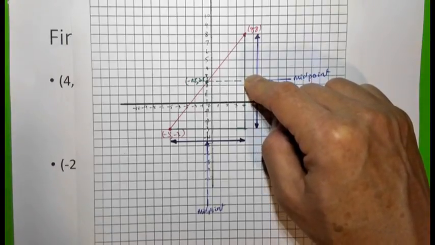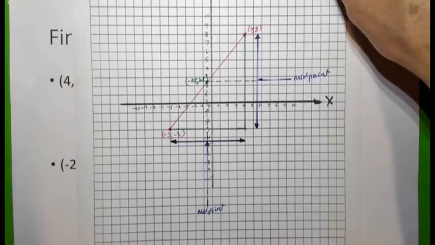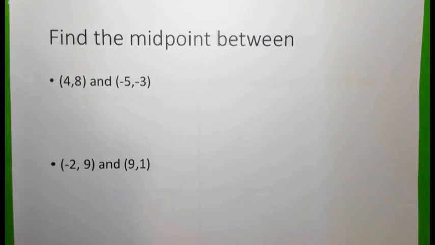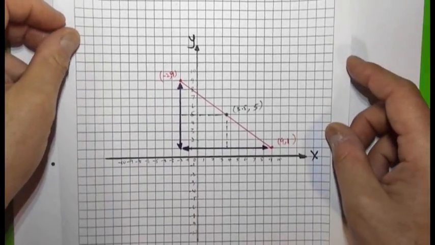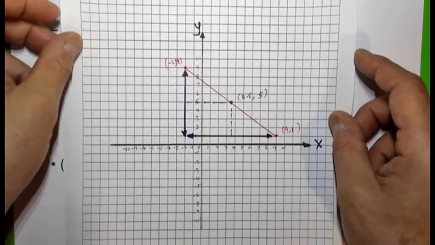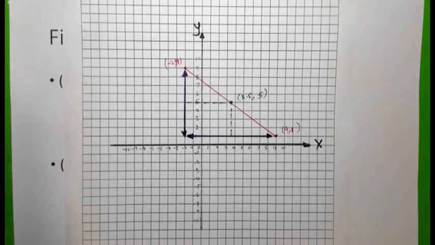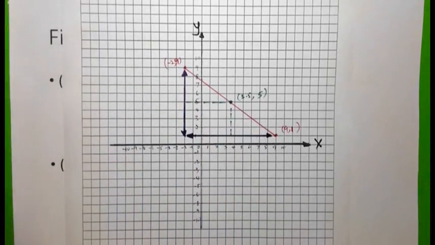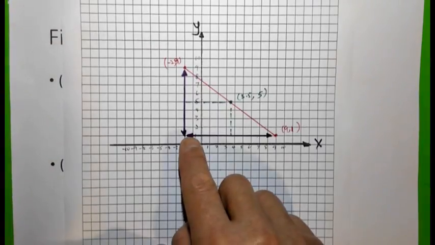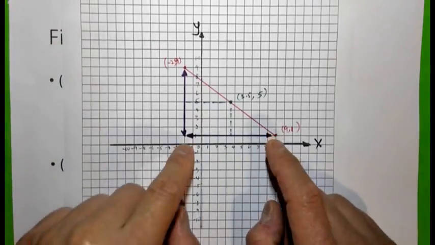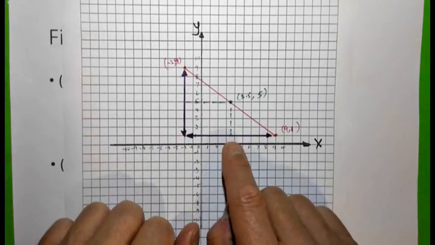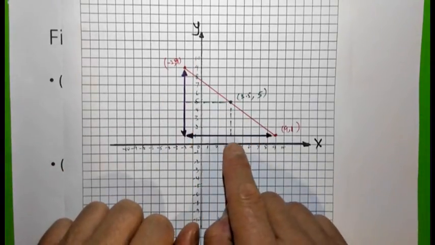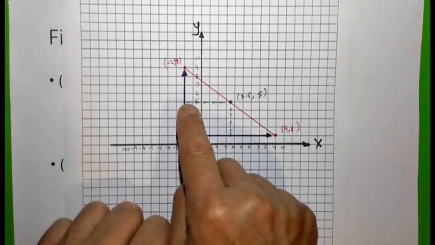What about the next one, which is minus 2, minus 9, and 9, 1. Alright, again, I do the same thing. This time, it's a slightly different line. The slope is going the other direction. But we still use the same process, which is finding the x distance, y distance, halve it, and we worked out that is 3.5 and that is 5.